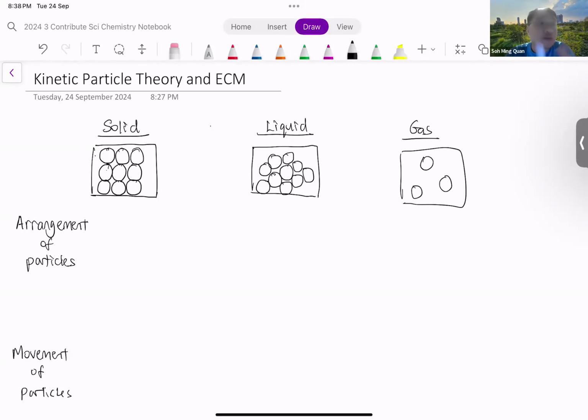The first concept has to do with the arrangement and movement of particles in the three states of matter: solid, liquid, and gas. Okay, so now we go to the arrangement of particles. You must be able to describe arrangement. So what is under arrangement? So for example, particles in a solid are closely packed. They are closely packed in a regular manner. Another way to say regular, orderly.